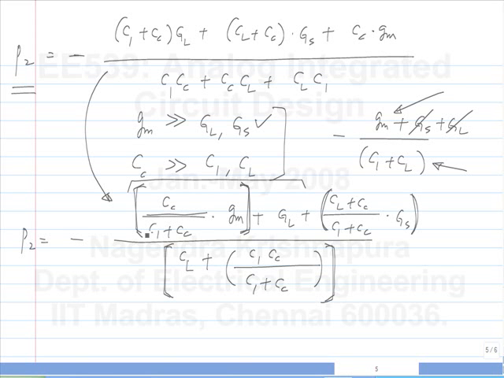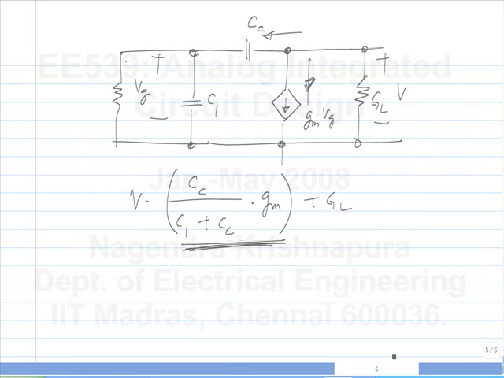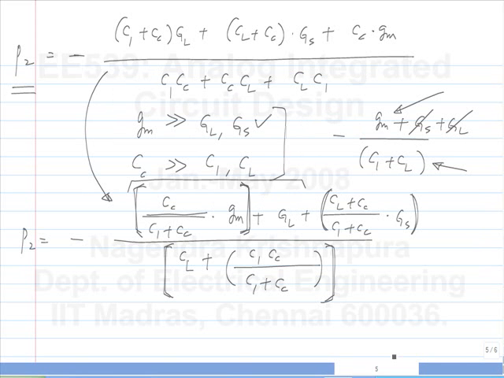Is this clear? So you have a transconductance in feedback with some ratio. So you get a fraction of the transconductance as the conductance. That divided by the total capacitance you see is the whole. So if Cc increases, does P2 move to higher frequencies or lower frequencies?